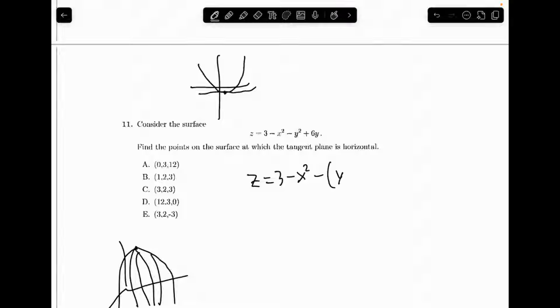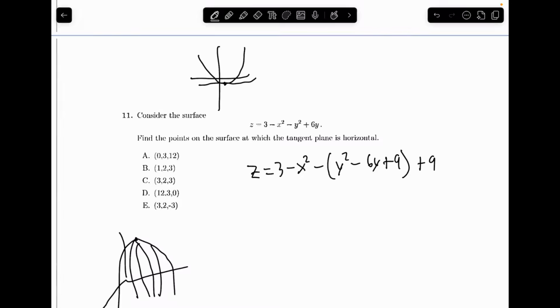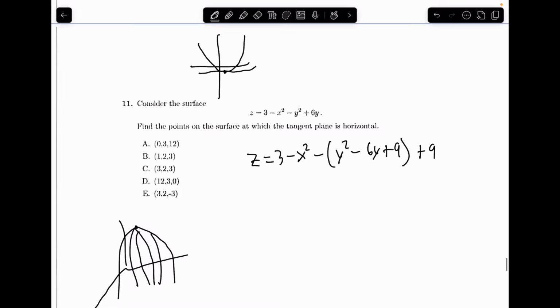So let's get minus y squared, and then we want to make this a plus 6y, so we need to do minus 6y, and then we just add a 9 to complete the square. And then since we de facto added a minus 9 to this side, we need to fix that by adding a plus 9. Okay, so everything looks good here, so we're going to get z equals 3 minus x squared minus the quantity y minus 3 squared plus 9.